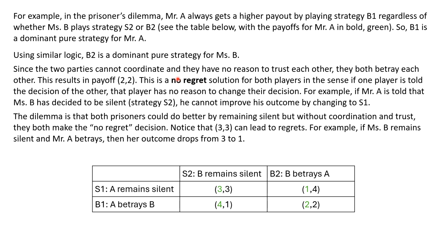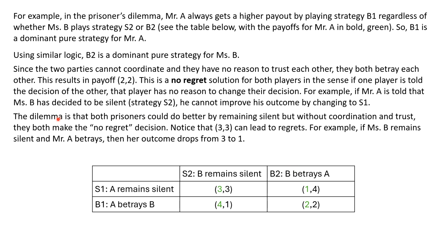So the new term we have here is something called no regret. Neither player has any regret in their decision, even if they're told what the other player is going to do. So for example, if we tell A that B is going to remain silent, A is still going to play betrayal because 4 is greater than 3. If A is told in advance that B is going to betray, then again, A has no regret in playing betrayal because 2 is greater than 1. So that's what's called a no regret solution. And this is symmetric, so you have the same deal for B.